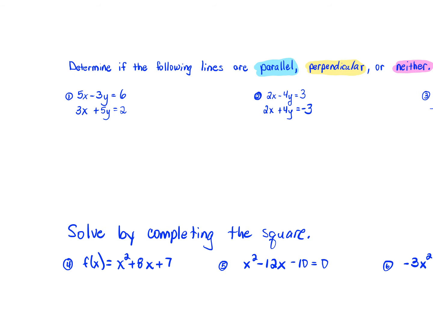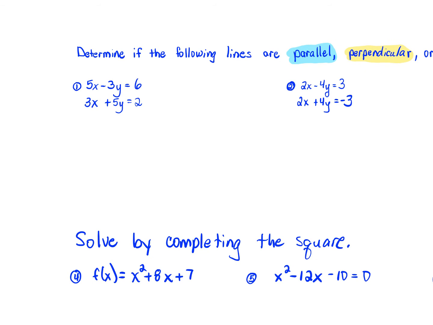So for example 1, you have 5x minus 3y is equal to 6. We're going to solve that for y to put it in slope-intercept form to find our slope. So we're going to just subtract the 5x from each side. We get negative 3y is equal to negative 5x plus 6. We divide each side by the negative 3. And you get that y is equal to 5/3 x minus 2. So your slope for this one is 5/3.